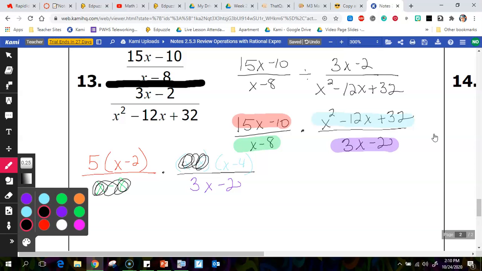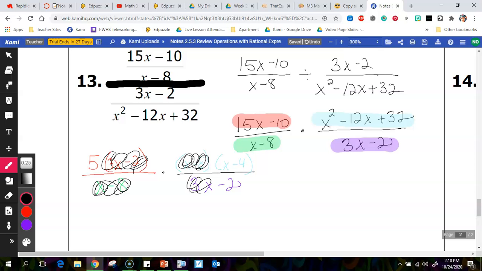Oh, nope. I see where I made a mistake. This should be a 3x minus 2, because when I took out the 5, that would be 3x. 15x divided by that would be 3x. Okay, so I can mark out this 2. Makes it a little bit easier. In the denominator, I'm left with 1, so I don't need to write anything for that. I can just write 5 times x minus 4, and that's my answer.